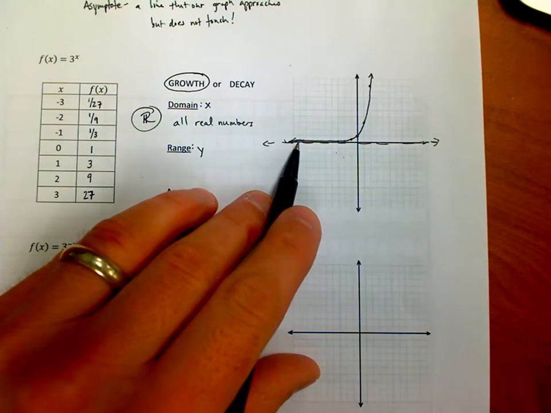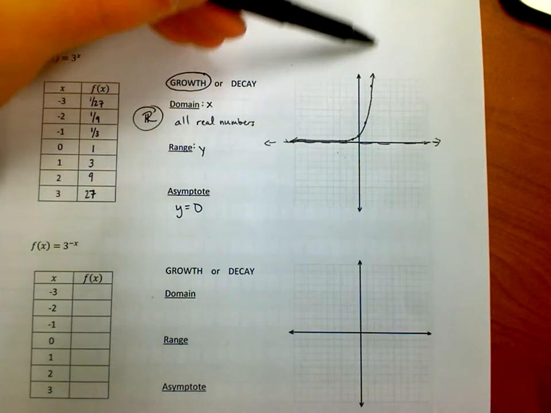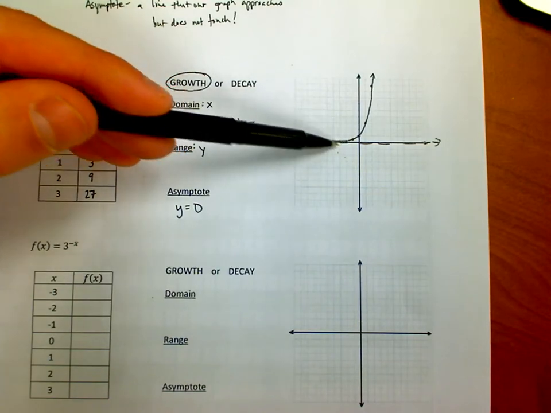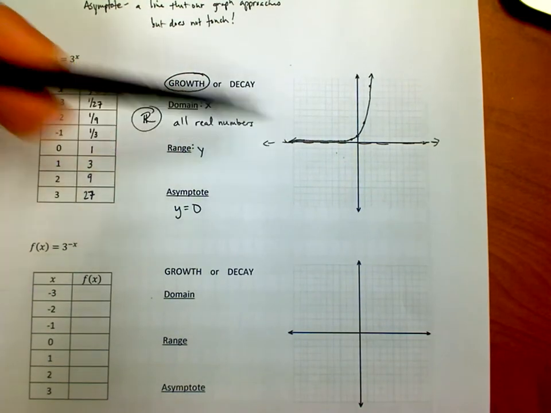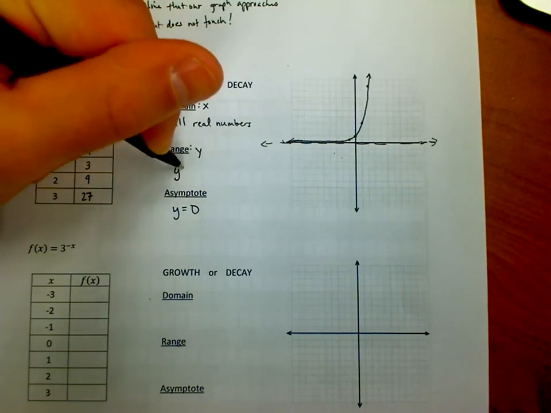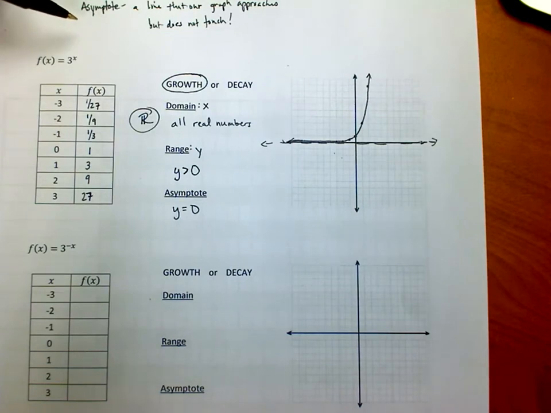But if we look at the range, and that's really what we're more interested in here, what are the values of y that I can get? You'll notice that I can go up as high as I want to. You know, 3 raised to the 90th power is going to be a pretty darn big number. But I can't go lower than 0. In fact, I can't even hit 0. And so what we're going to say for the range is the y value has to be greater than 0. And that's what we're talking about when we talk about domain and range.